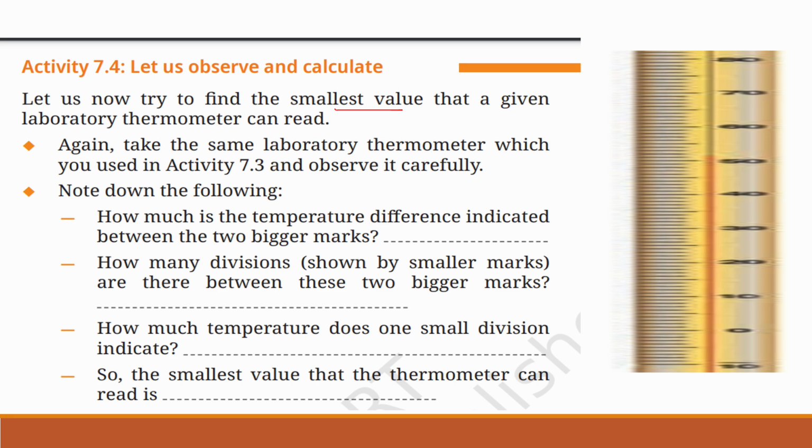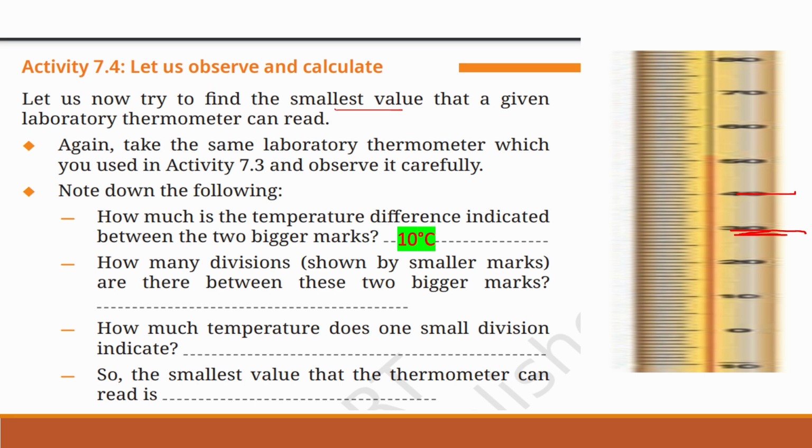How much is the temperature difference indicated between two bigger marks? Can you see these two bigger marks? How much is the temperature difference indicated between the two bigger marks? It is 10 degrees Celsius. How many divisions shown by smaller marks are there between these two bigger marks? You have to count from here.